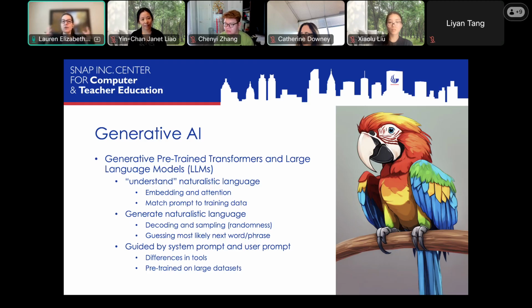And then it's also pre-trained on these large data sets. So one of the principles of AI has been interpretability. We want the human to understand how the AI is doing what it's doing, so that the human can verify the AI's output.